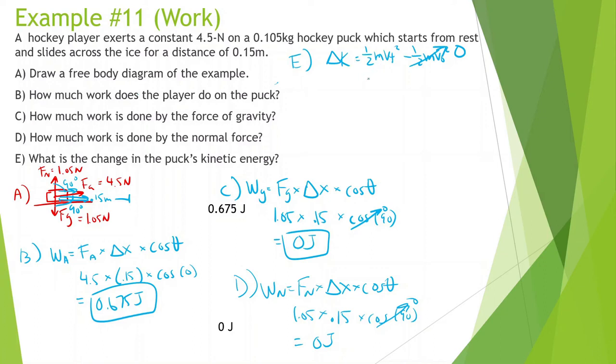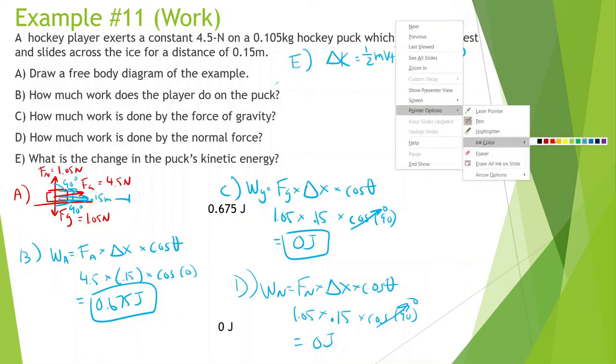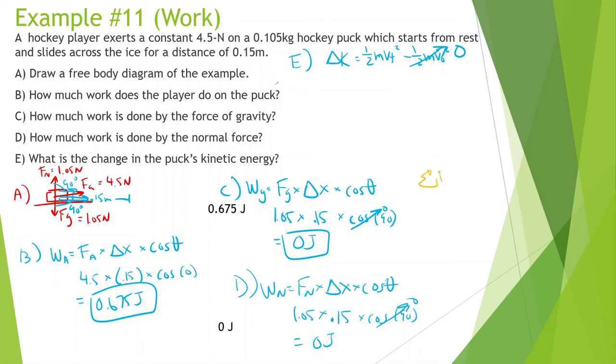The next thing we can find is the acceleration. Maybe I'll do this in a different color because there's so much going on. Let's look at the sum of all forces in the x equals mass times acceleration in x. We have one force in the x, 4.5, which is equal to the mass, 0.105, times acceleration. The acceleration is 4.5 divided by 0.105, which is 42.86 meters per second squared.